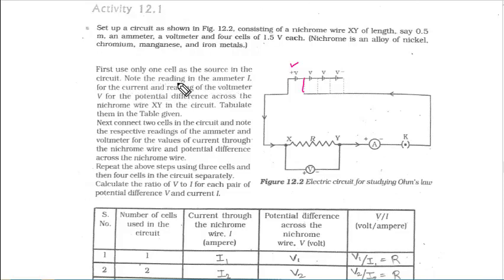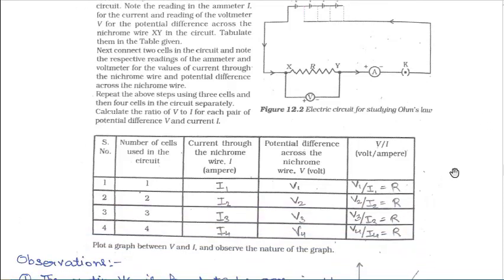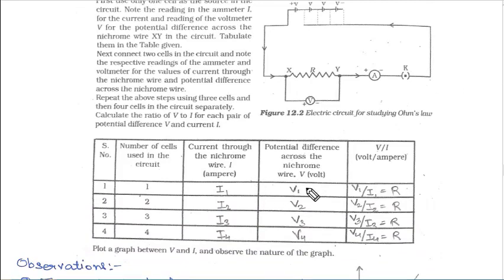Next they are saying note the reading in the ammeter for the current and the reading of the voltmeter V for the potential difference across the nichrome wire XY in the circuit and tabulate them in the given table. Suppose we take the reading and our readings are V1 for the potential difference and I1 for the current flowing through the conductor. Okay, so these are imaginary values, you will get the actual values here. So then we will find out the ratio of V1 to I1. Suppose that ratio is R.